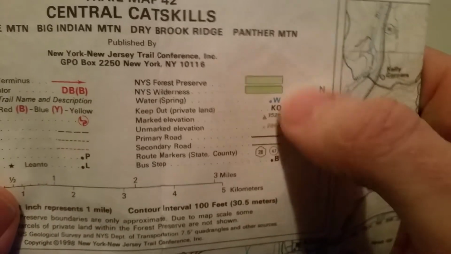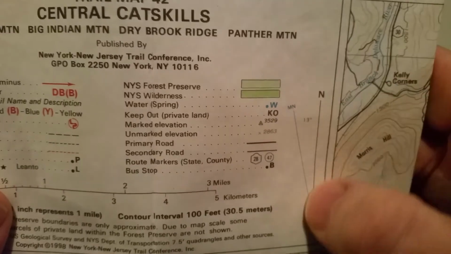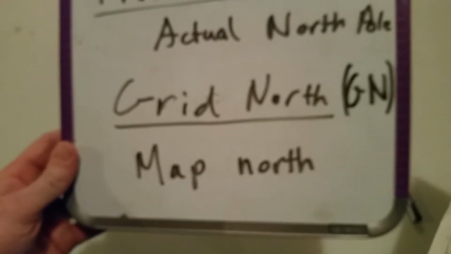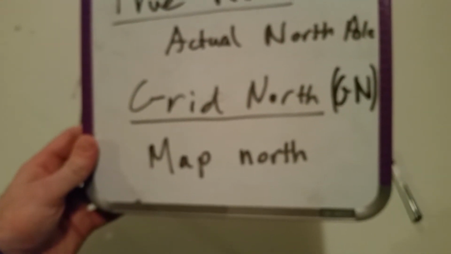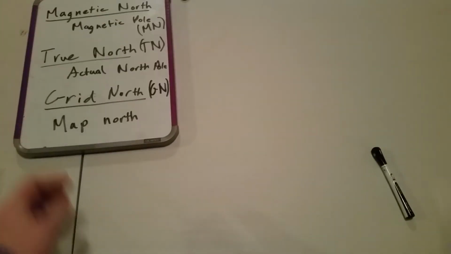If the magnetic north is to the left, you add it, and if your scale shows the magnetic north to the right, then you subtract it. So just remember the importance of grid north. It's critical. You've got to make sure that you're using the scale that your map is set up for.